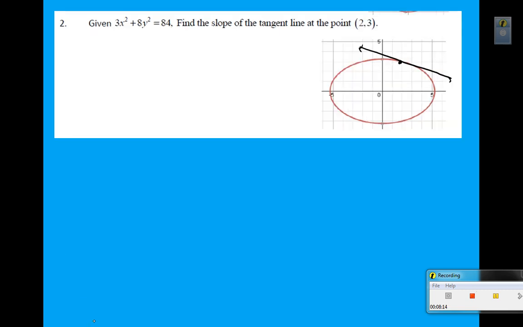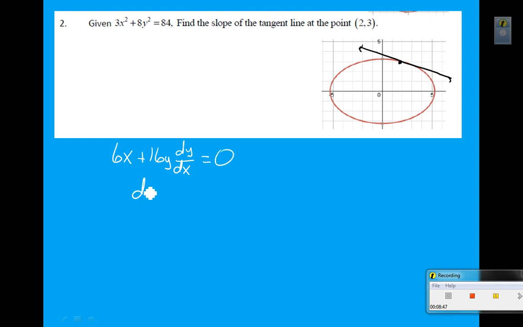Here goes our next one. I'm going to find the derivative of 3x squared plus 8y squared equals 84. I'm going to be finding the slope of the tangent line of this. Like I said, I've already come in to save a couple of minutes and drew that in. So the derivative of 3x squared becomes 6x. The derivative of 8y squared becomes 16y dy/dx, because I took the derivative of a y term, equals 0.